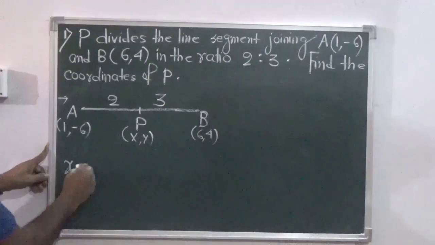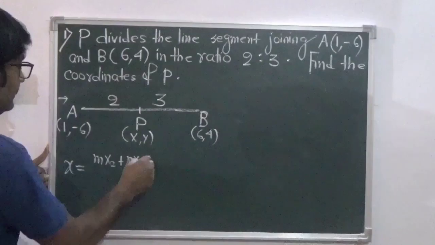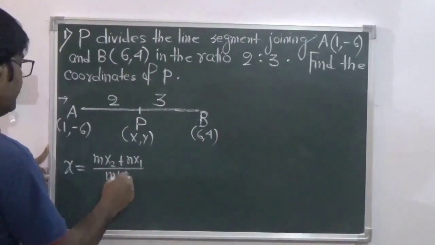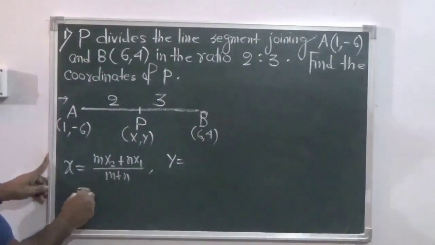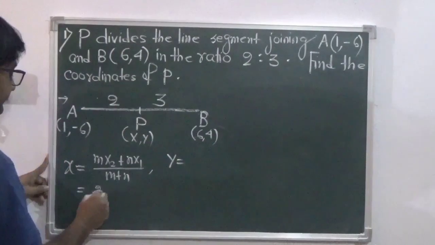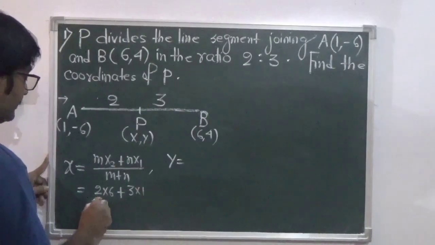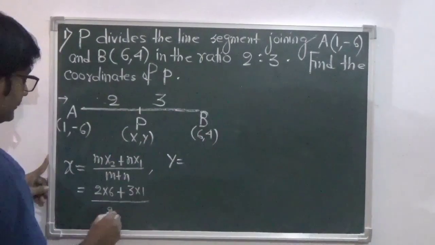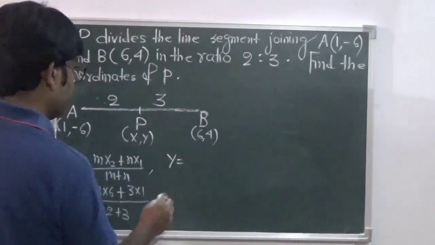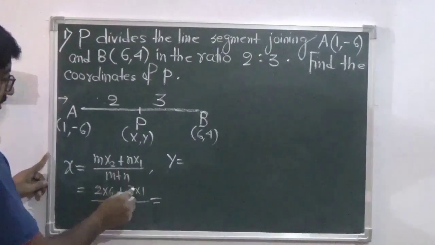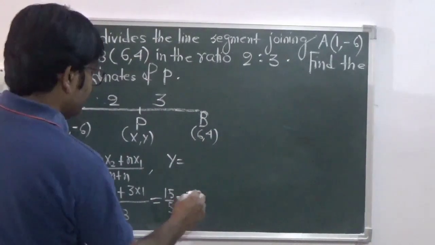Then what is x? We know that x is (M x2 plus N x1) by (M plus N). Similarly, y equals, but let us first solve this. What is M? 2 into 6 plus 3 into 1, divided by M plus N, that is 2 plus 3. So this equals 12 plus 3, 15 by 5, and that comes to 3.